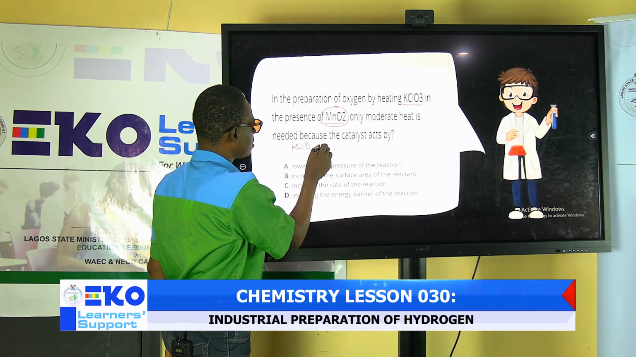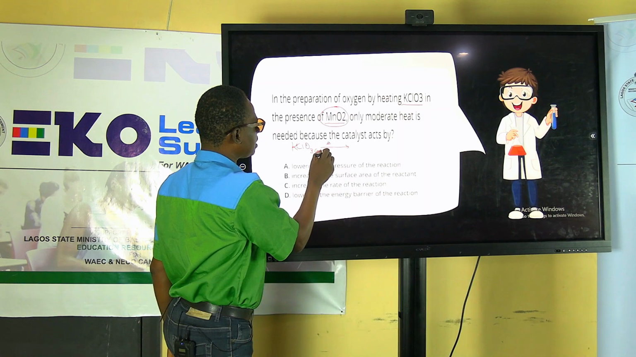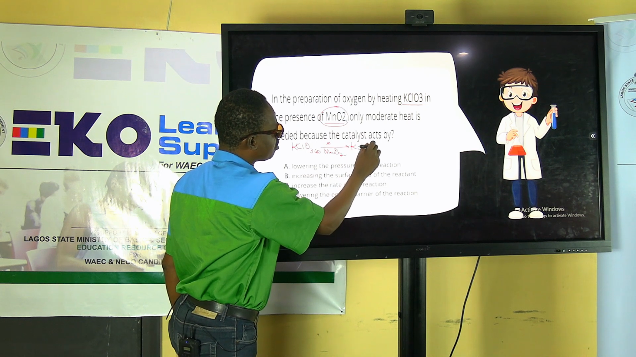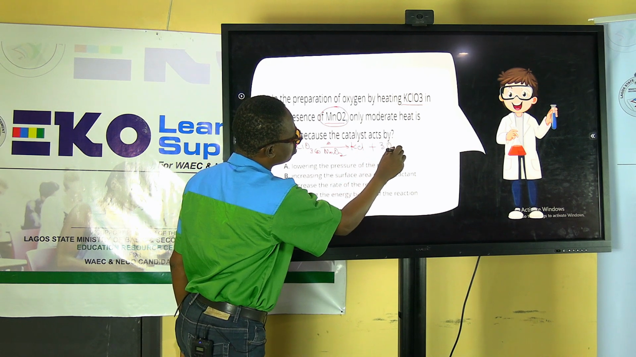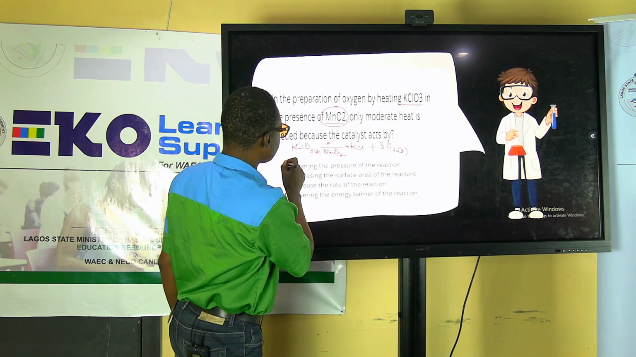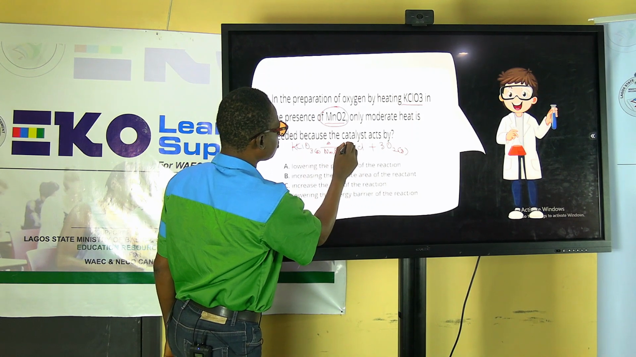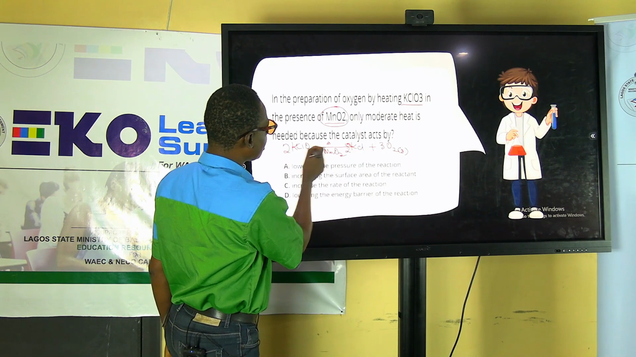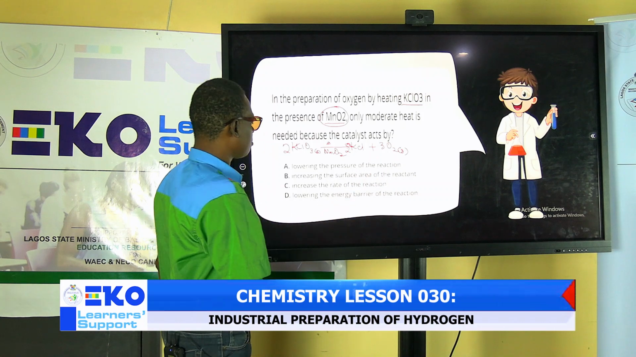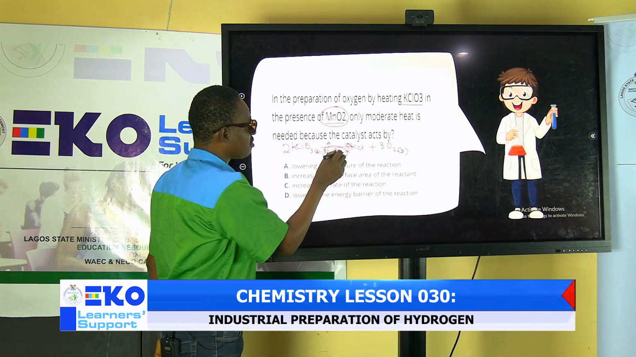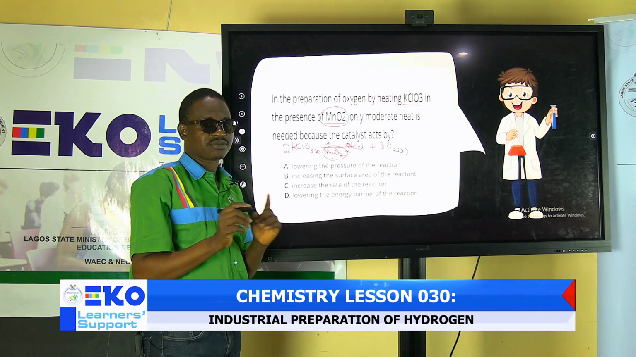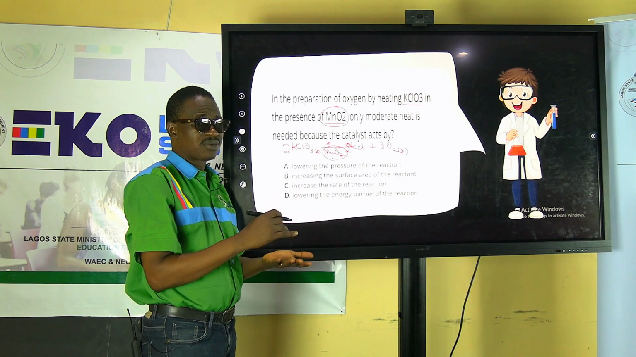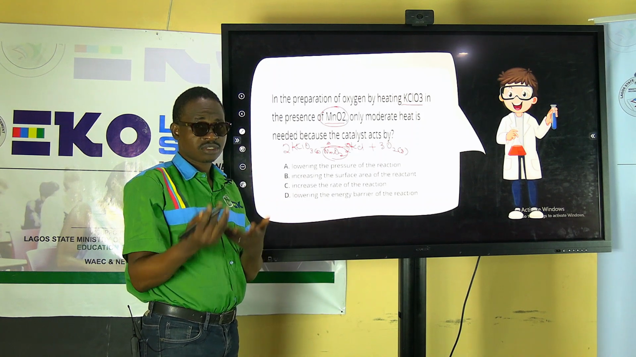Okay, so this is solid, so I need to heat. When I heat, I need MnO2, so this gives KCl plus 3O2 gas. So if you put 2 here, then I put 2 here. So potassium is balanced, chlorine is balanced, and the oxygen is balanced. So they are asking, what is the work of this? You remember the work of manganese(IV) oxide is to catalyze the reaction. That is, lower the activation energy by making the reaction to react faster.